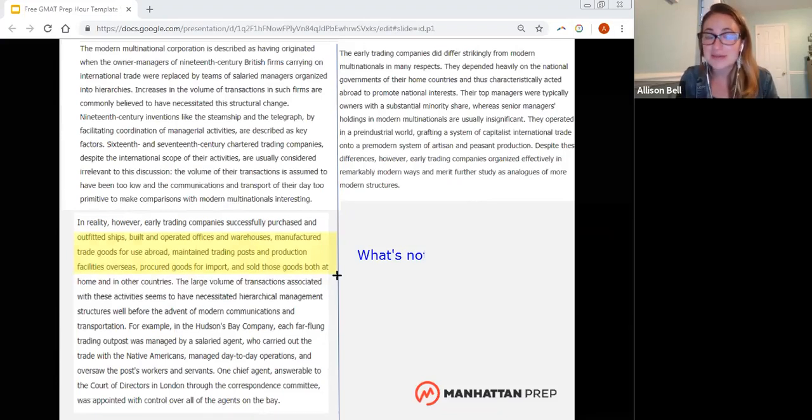I never read every item on a long list. I take a glance at it and I'm like, okay, this is a long list of all this stuff they did, but what is the point of this list? And I'm focused on trying to figure out the point of this list, which is going to come in the next sentence where they say it seems to have necessitated these hierarchical management structures.